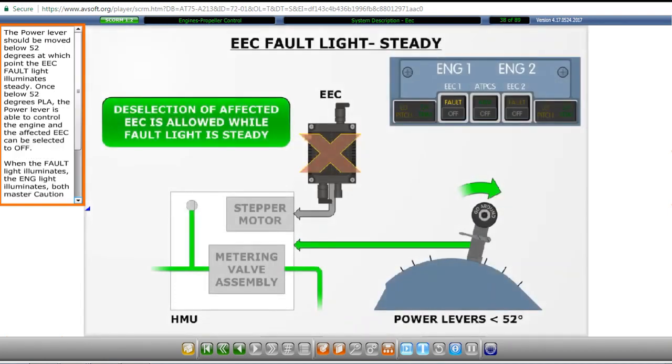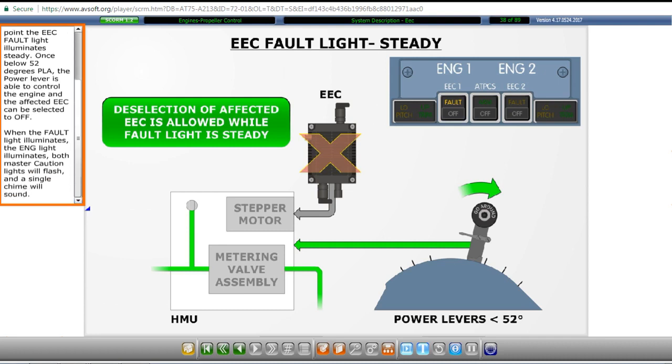The power lever should be moved below 52 degrees, at which point the EEC fault light illuminates steady. Once below 52 degrees power lever angle, the power lever is able to control the engine, and the affected EEC can be selected to off. When the fault light illuminates, the engine light illuminates, both master caution lights will flash, and a single chime will sound.